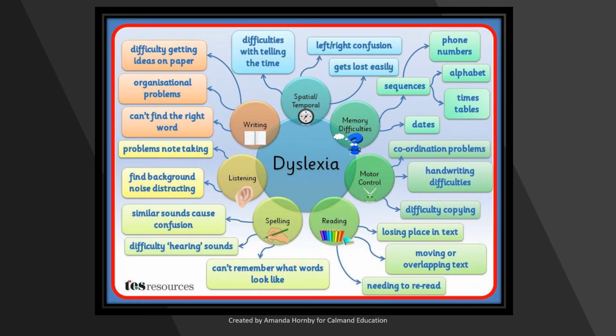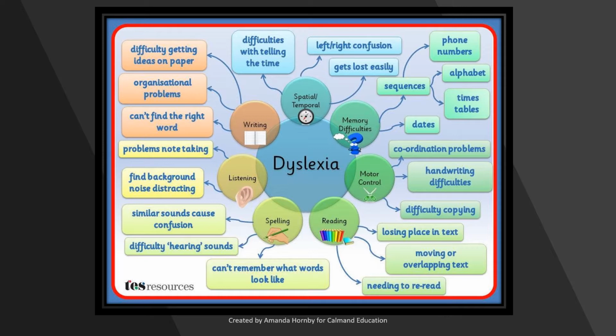So let's look at some of the difficulties that dyslexic students encounter. Starting at the top, I'm going to go in a clockwise direction. We've got spatial and temporal difficulties, and this is things like telling the time, knowing left from right, getting lost. They might find it difficult to follow a map. Moving on to memory difficulties, they would find difficulty in things such as sequences, phone numbers, the alphabet, times tables, that type of thing. They may not understand how to write a date correctly.